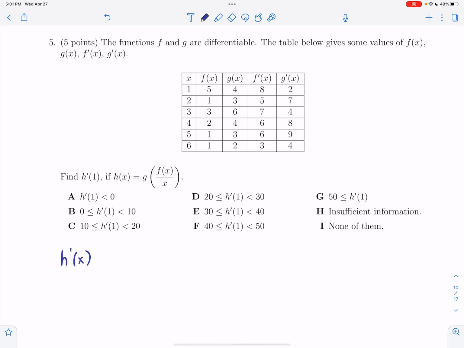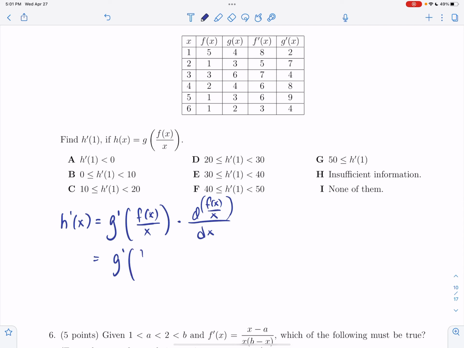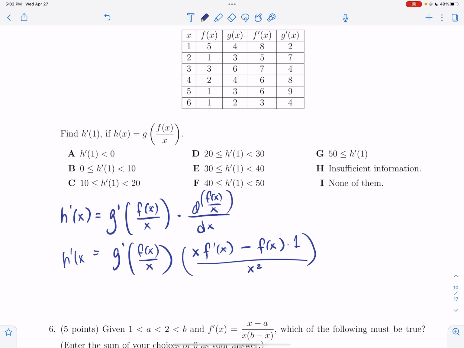All right, so let's write down the derivative formula. Since f and g are differentiable, and x is differentiable, we do have that this composition is differentiable as long as you stay away from x equals 0. So what is h prime of x by the chain rule? It's g prime of f of x over x times the derivative of f of x over x. And the derivative of f of x over x is x times f prime of x minus f of x times the derivative of x, which is 1, over x squared. All right, so that is h prime of x.